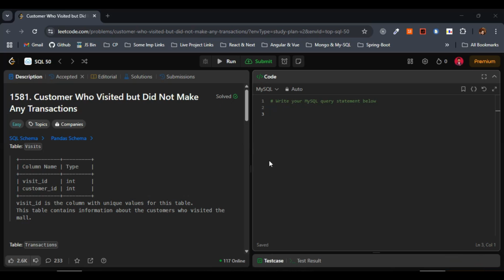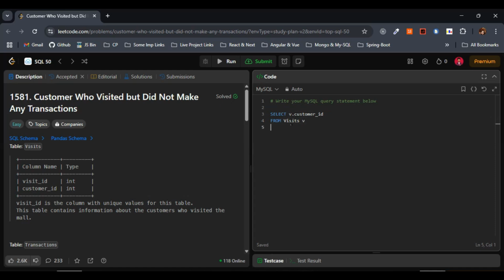The first step here is we have to identify the visits with no transactions using a left join. This was the first point during the approach. Let's do the same thing here. We will select the customer ID for filtering visits with no transactions. So let me make use of the select keyword, V dot customer ID. This is fine. The next step is from visits, so the visits table, and I'll just consider V here.